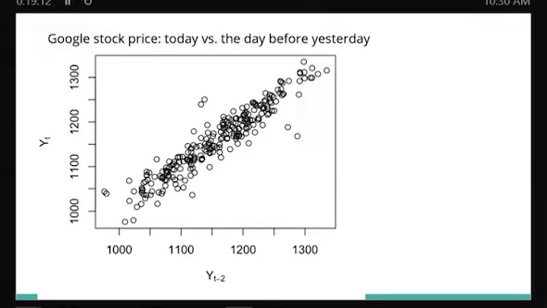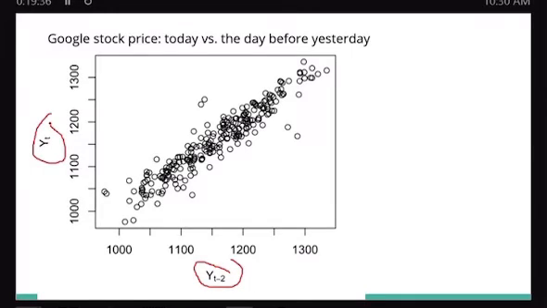Now, for instance, I want to look at the relationship between Google stock price today versus the day before yesterday. I'm not talking about yesterday now. Today and a day before yesterday. That would be this guy. Do you see that? How many lags apart? That would be two lags apart.